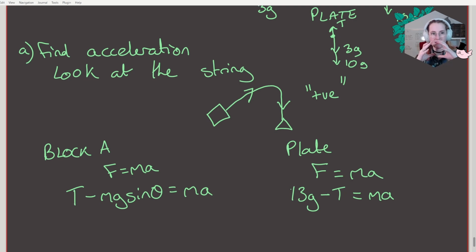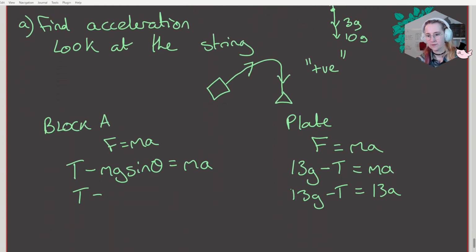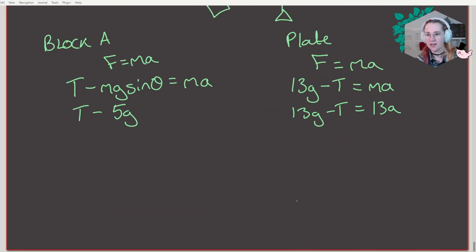Okay, so I'm going to say the plate itself is light, but everything in it, the plate and the two blocks, are all one thing. So here it's 13g minus T is 13a. And then over here again, we have the weight of block A is 5g sine theta, theta is 30. I really like 30 degrees for some reason, and I think it's because it gives me that this is a half. So it's 2.5g equals 5a.